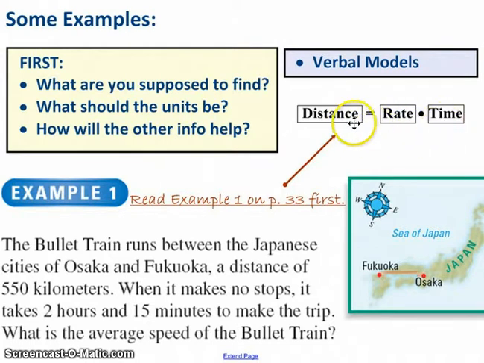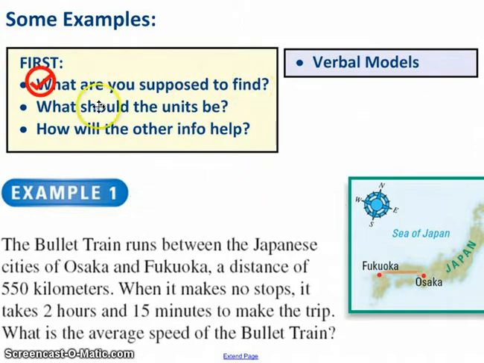But maybe you don't. And even if you do know the formula this time, I would suggest that there are going to be some cases where it's not going to be terribly obvious what the formula is for the solution. So then that brings me back to what I'd suggested over here. What is it that you're supposed to find? Well, if you look at it in detail, you're supposed to find the speed. It's asked right here: what's the average speed of the bullet train?